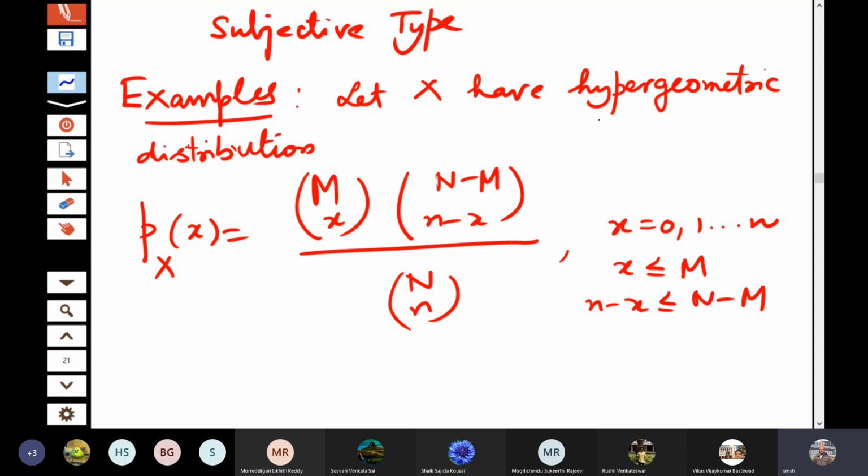So here capital N is the population size. Capital M is the number of items of type 1 and N minus M is the number of items of type 2.